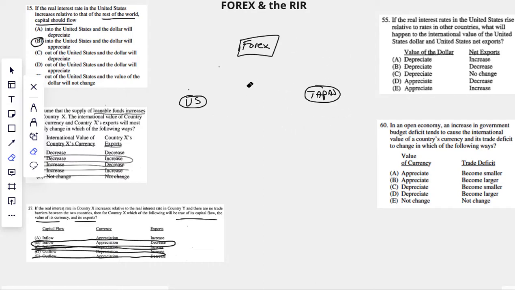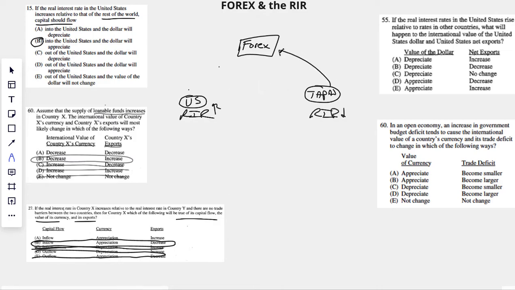All right. If the real interest rate in the U.S. rises relative to other countries, what will happen to the value of the U.S. dollar and the United States net exports? Again, same kind of question, right? So we just tend to have to know it.